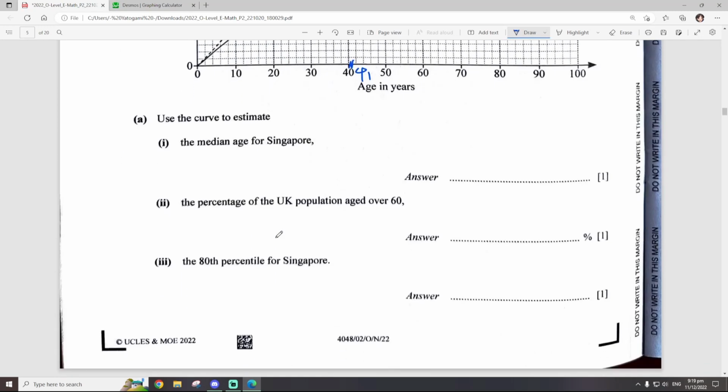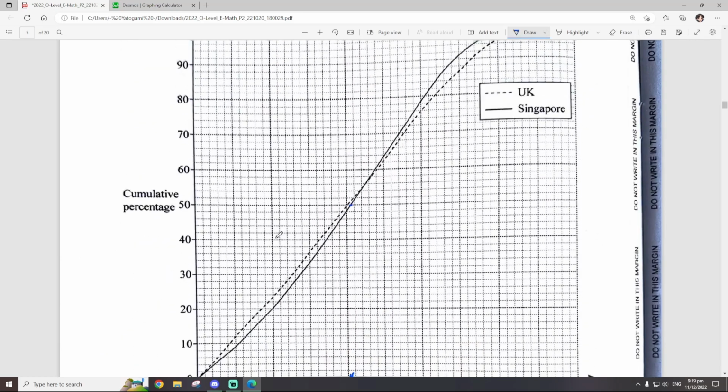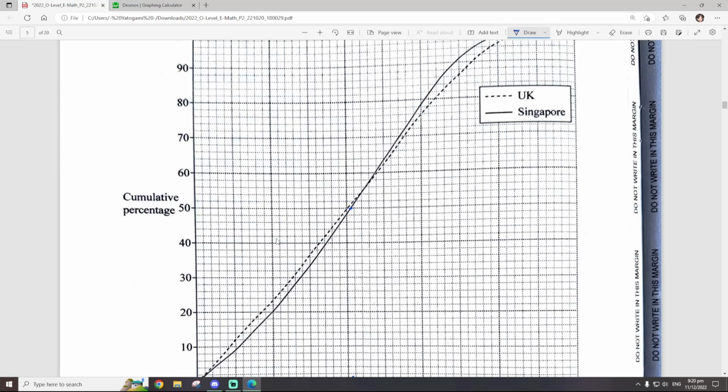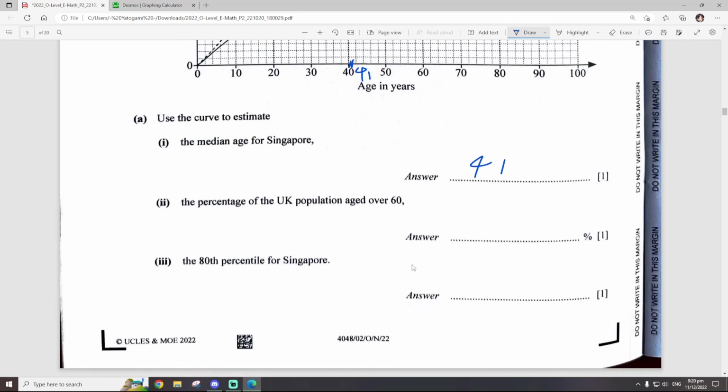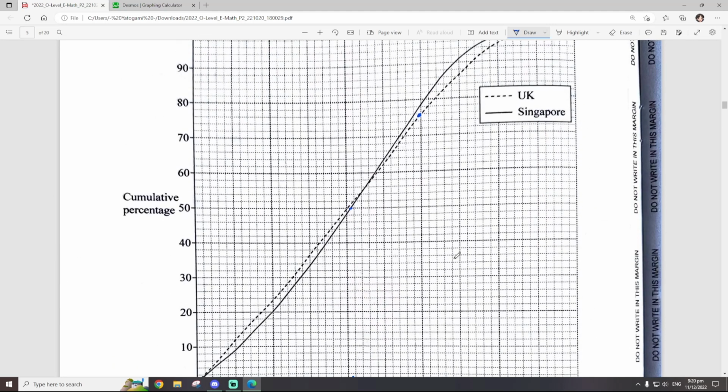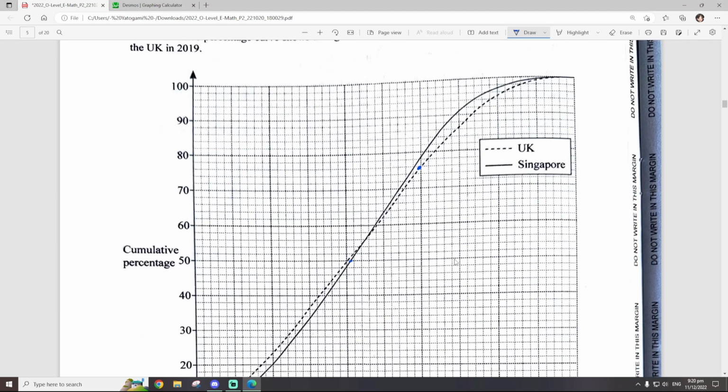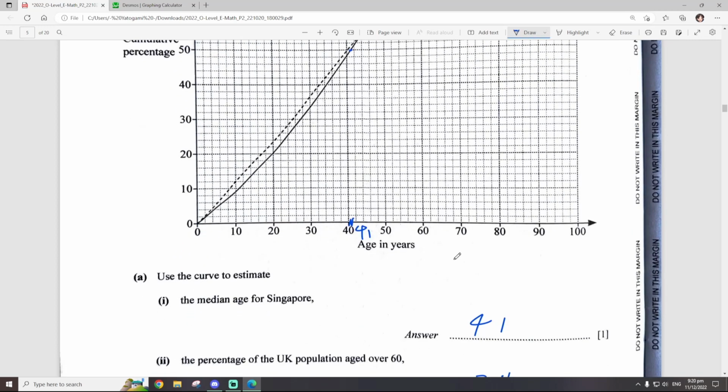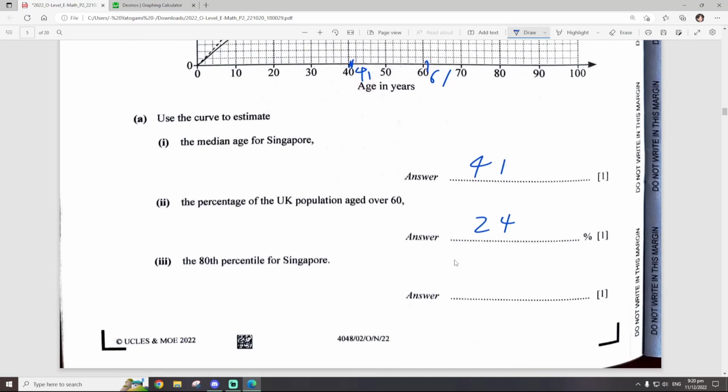Okay. What is the percentage of the UK population aged over 60? So we look for the 60 and we look at the UK. So that is over here. And that seems to be at the 76th percentile, which means that if they are over 60, we take 100% minus 76%, so 24%. Okay. The 80th percentile for Singapore. So we look again at the 80th percentile, and we find it's over here, and we find that it is 61. Okay, cool.